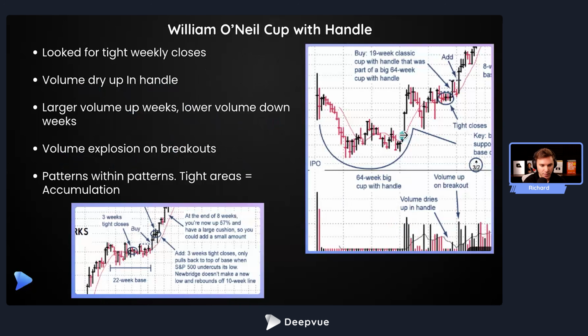If you see right here off the bottom of this base, you've got a VCP here, explosion up, it tightens up again. Both price and volume are contracting, and then look at the volume on the breakout. And this is an example from one of his model books that he created, and this led to an explosive move here and a trend that we're trying to catch.